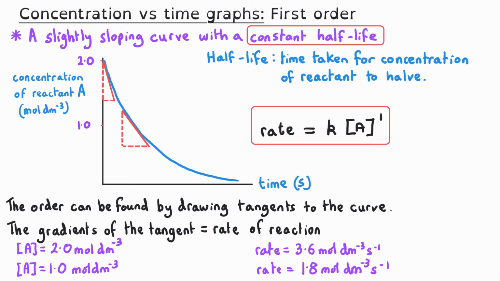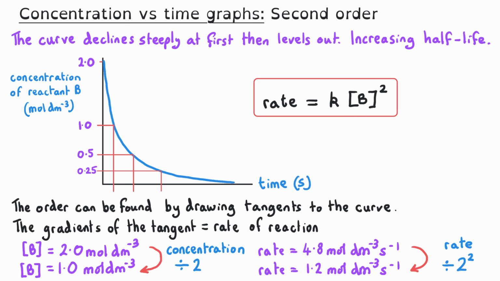And so what we've found here is that the concentration of reactant A has been halved, and the rate of reaction has also been halved. And this is a characteristic of a first-order reaction.